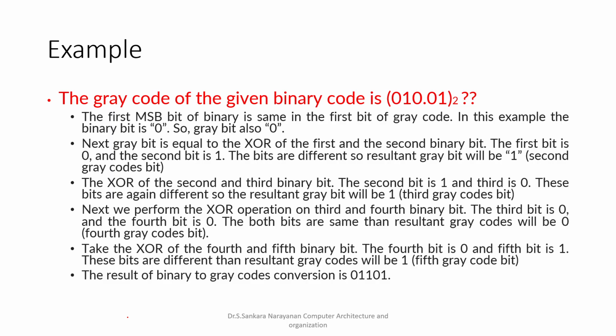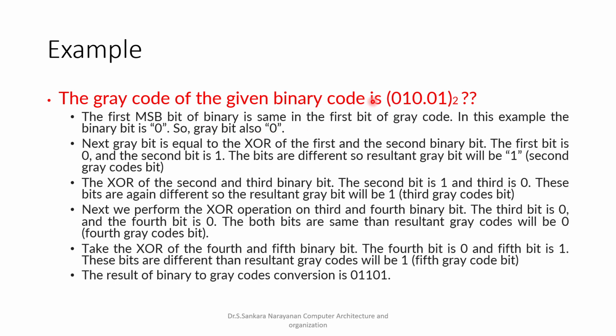Now we will see the next example. What is the gray code of the given binary code 01001? Here again, take the first bit, which is 0. The first bit, the MSB of the binary, is the same as the first bit of the gray code in this example. So it is 0, and the gray bit is also 0.